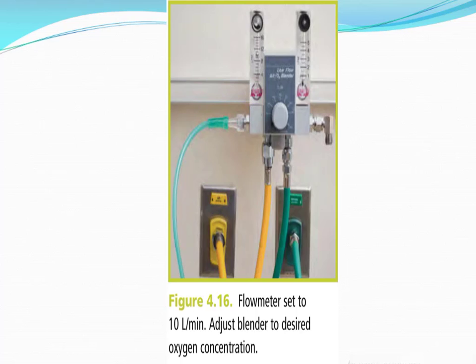So this is the flow meter at 10. You have to put it on 10 liters per minute. Adjust the blender to desired oxygen. Here.